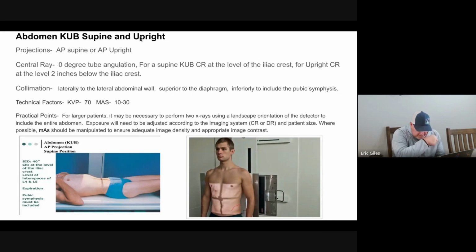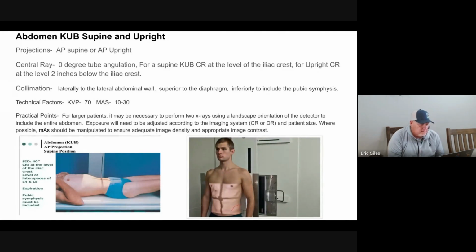So technical factors, you shoot our KUBs upright at 70 kVp. mAs between 10 and 30 depending on the size of the patient. You can go all the way up to 200 or 300 mAs depending on the size. If you've got a big person with a big barrel chest and belly, you're going to have to hit them a little bit harder. Okay, but normal size people, 70 kVp at 10 to 30 mAs.